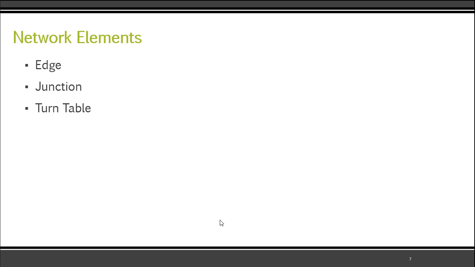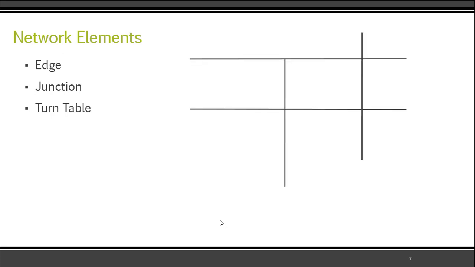So we're going to talk about edges, junctions, and turntables. These are the three primary network elements in any network. An edge is what we would call a line. As soon as you take a road data set and convert it into a network data set, the network data set calls these lines edges, and agents move along edges in your network. Junctions are any place our edges or our road lines intersect. Think of those as our overlapping endpoints.